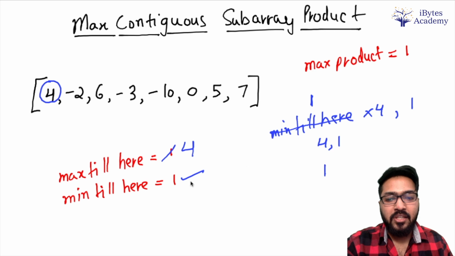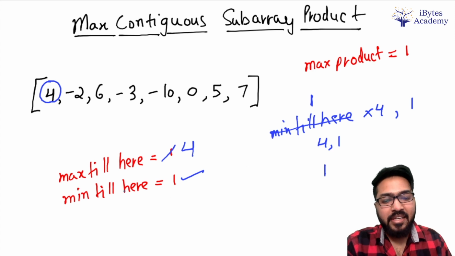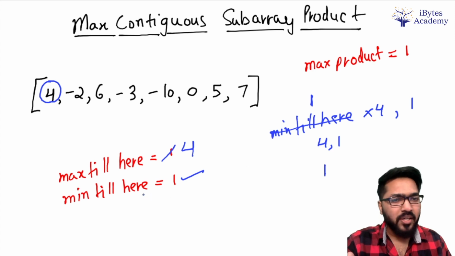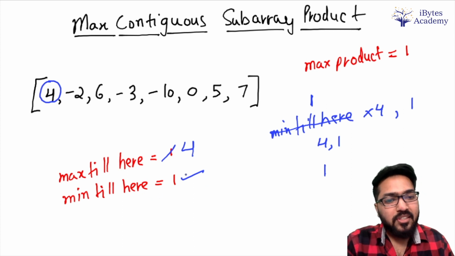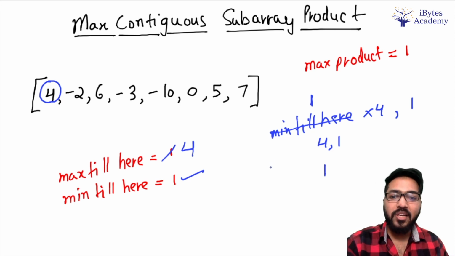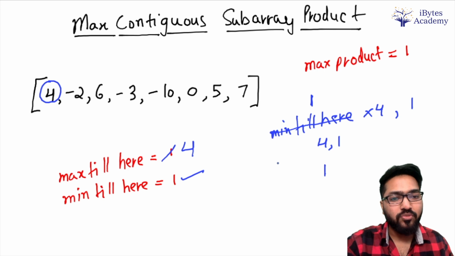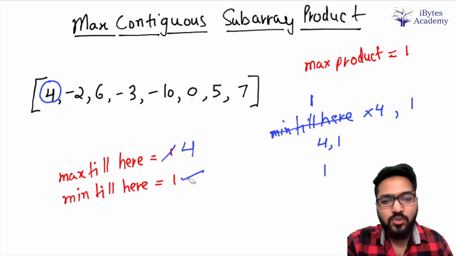So basically, if my current min till here is a positive number, that is 1, it can never be greater than 1. So if it is 1 and I encounter a positive number, I'll just keep it 1. I will update it only when my min till here is negative so far, right? So obviously it is going to stay 1. This is how we are going to handle the positive number.